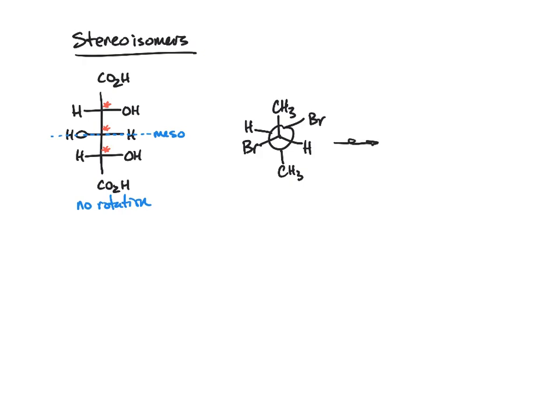So this arrow with the little loop means I'm going to do a rotation. And what I want to do, I'm going to keep the back one the same and rotate the front. So once you do that rotation, now you can see that those substituents mirror each other when they're eclipsing. And so if I were to convert that into a Fischer projection, it would look like this.